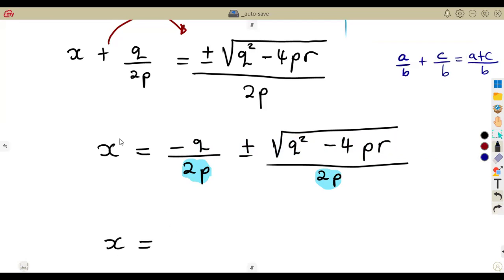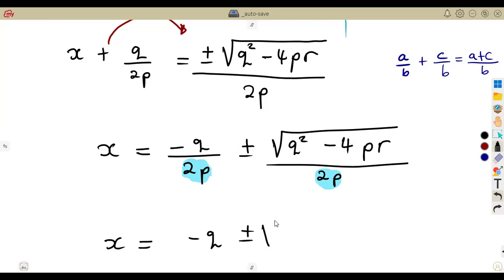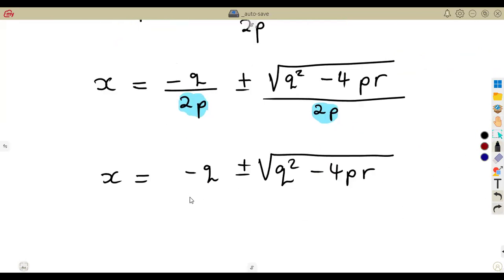Under the same denominator, our x is going to be equal to minus q plus or minus the square root of q squared minus 4pr like this. There's 2p here. So everything is over what? Everything is over 2p, just like that. So meaning to say, if you were to solve this, you are going to end up with an equation of that nature, which is your quadratic formula. Remember your quadratic formula, you end up with something like this.